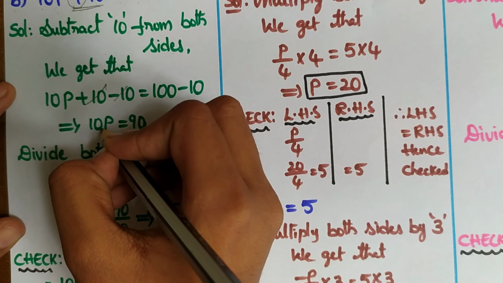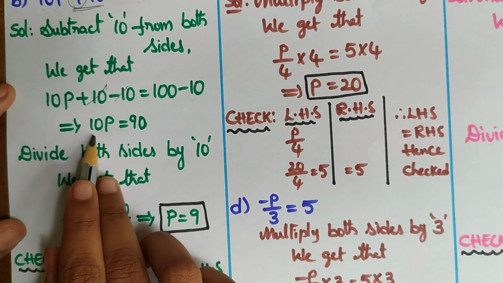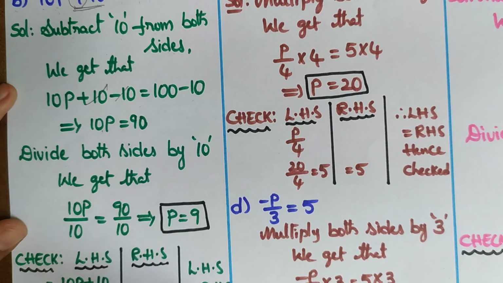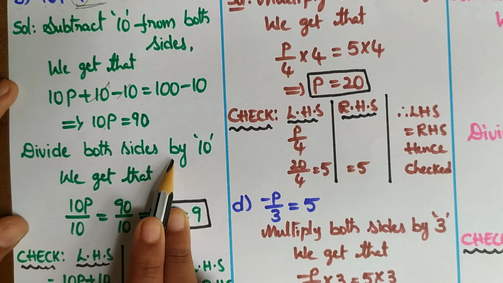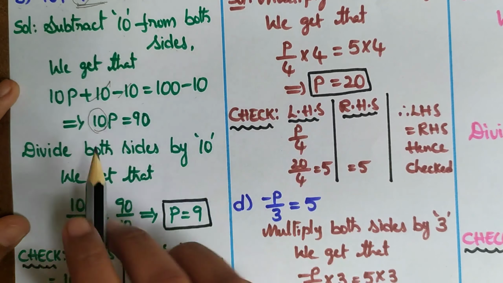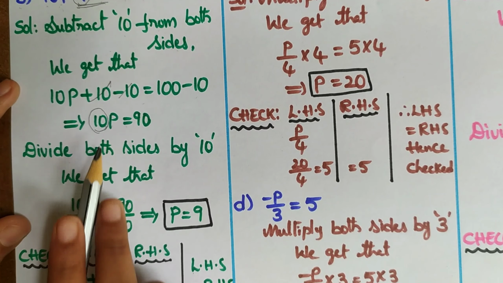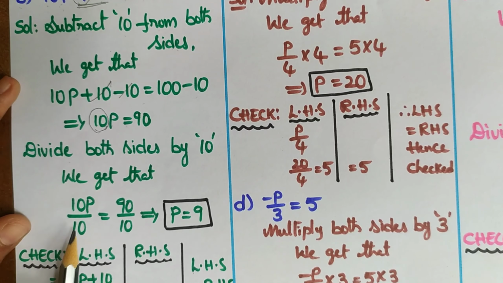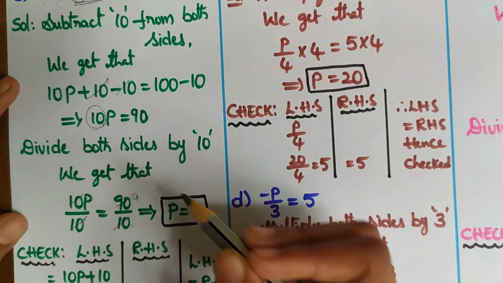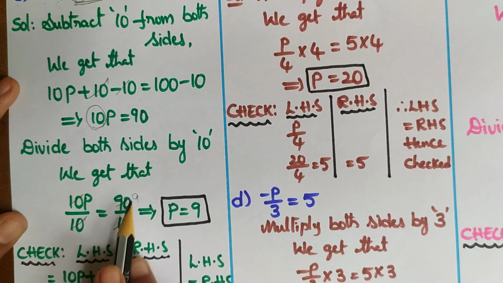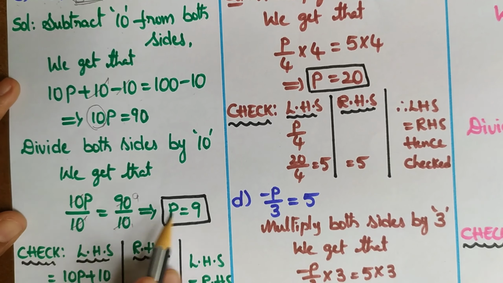Now here 10p is equal to 90, 10 into p, it is multiplication. Now we have to divide. Therefore divide both sides by 10. We get that 10p by 10 is equal to 90 by 10. Here 10 gets cancelled, and 10 ones are 10, 10 nines are 90. Therefore p equal to 9 by 1. Therefore p equal to 9.